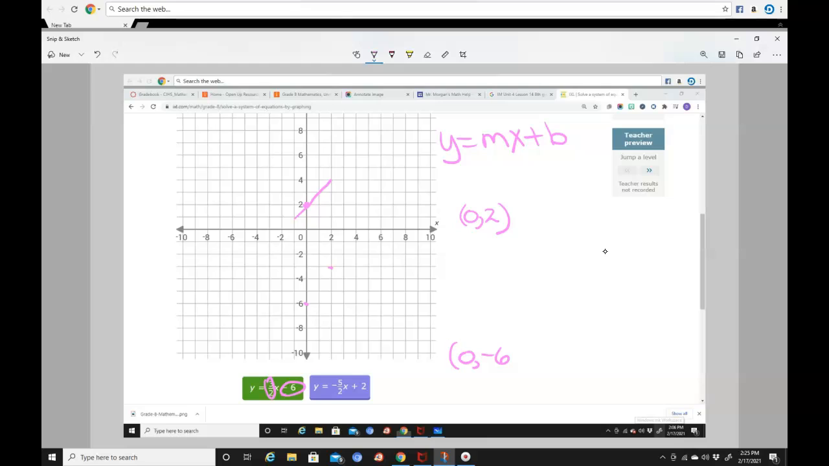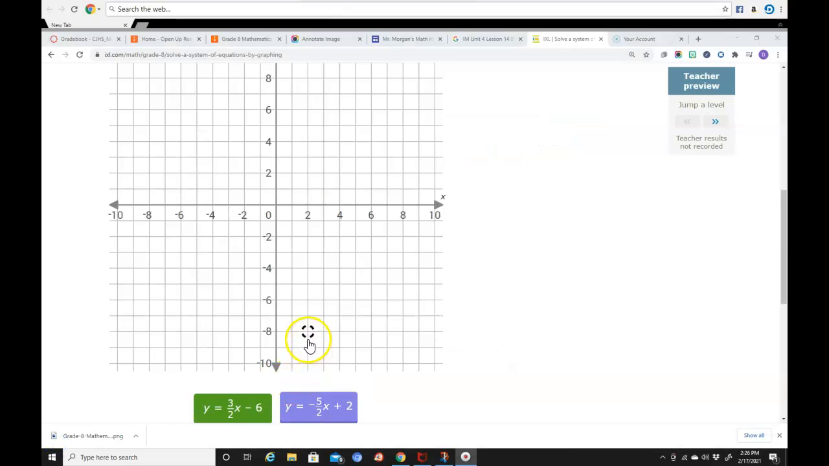Then I would use my line tool and draw the line. So hold on just a second, I'll show you what that looks like. Once again, you would put your first point because remember the y-intercept is (0, -6). Then your slope says to go up 3, so you go up 1, 2, 3. And it says to go to the right 2, so you go 1, 2.